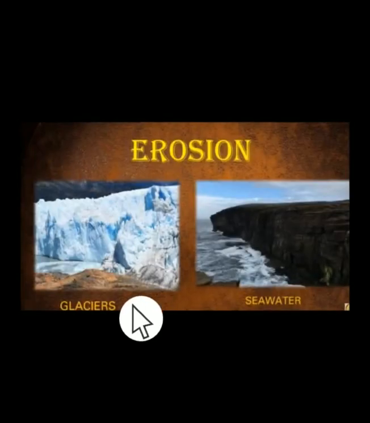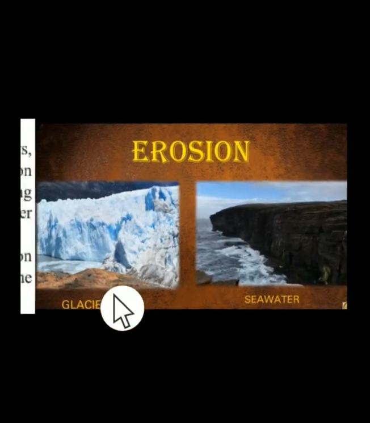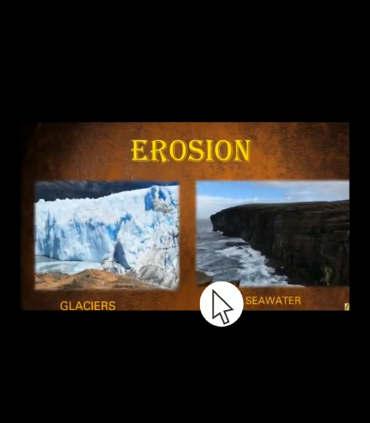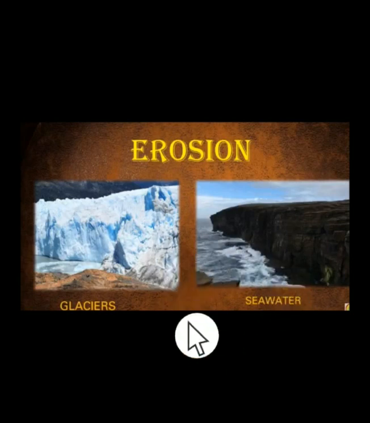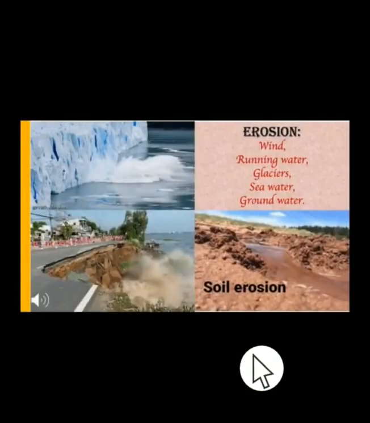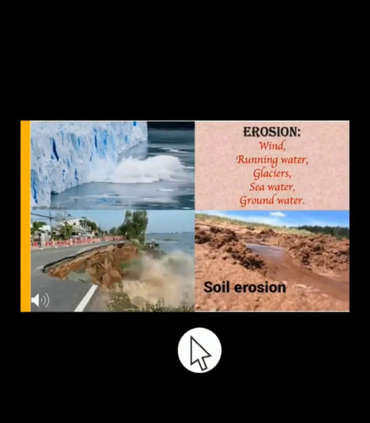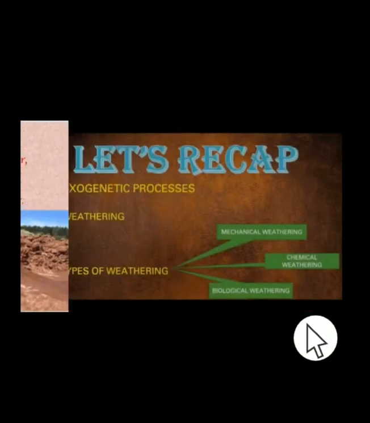We have here glaciers, that is, filled with snow. Then we have sea water which continuously comes and hits the rock, and due to that the rock breaks; there is erosion occurring over there. Here we have some more examples of wind. Again, the river water is flowing, so mud is carried from one place to the other.